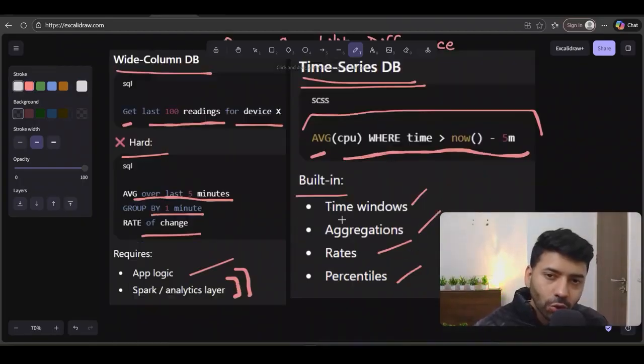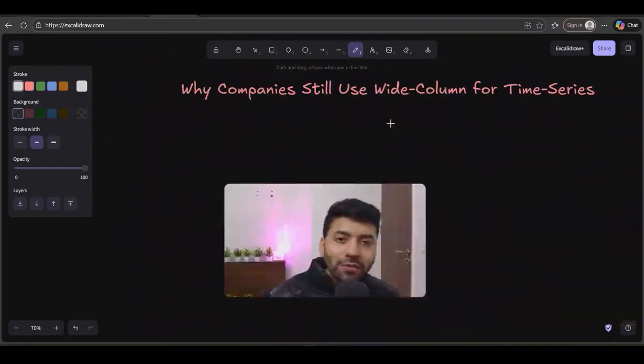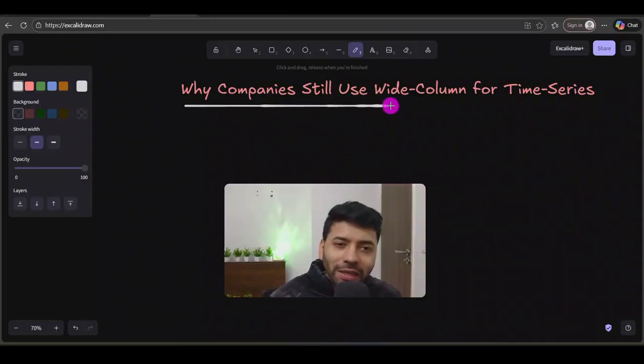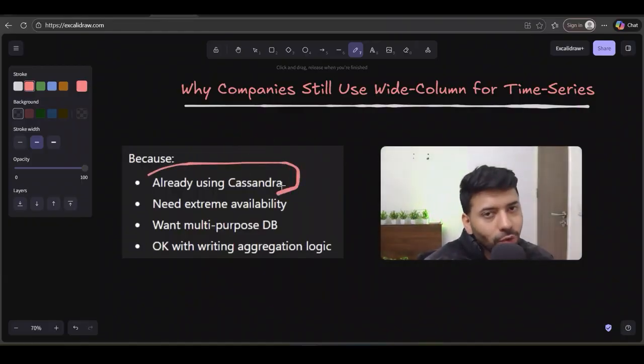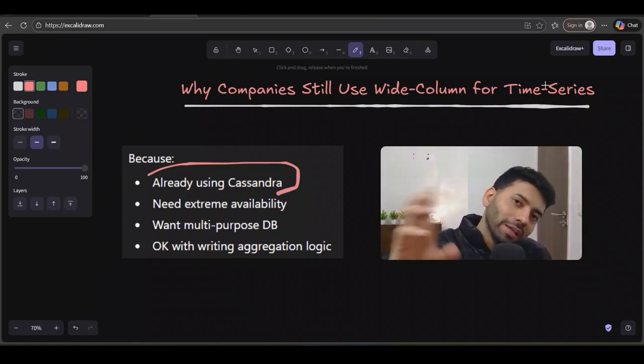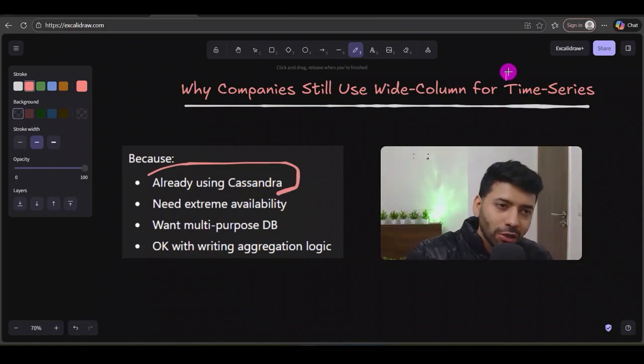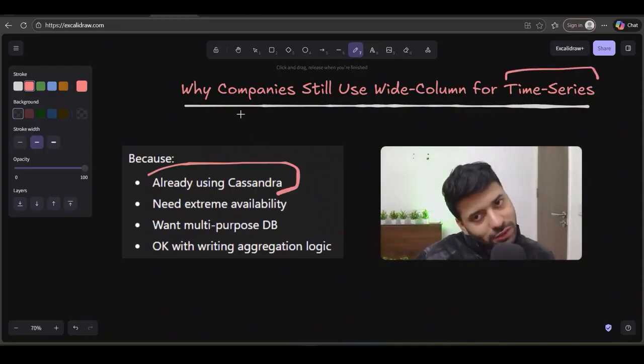Now you may have one question in your mind: if we have a time series database which is specific for time series data, why would companies still use a wide column database for storing time series data? The answer to this question is that the company might already be using a wide column database like Cassandra. Then instead of using another database specific to a particular operation, it uses the same one.